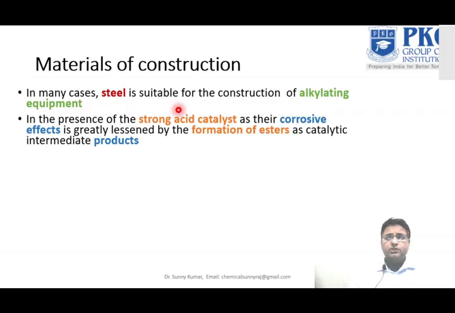And in the presence of strong acid catalysts, the corrosive effect is greatly lessened by the formation of esters as catalytic intermediate products. So you are seeing this example: in the presence of strong acid, this material is very stable, and the corrosive effect does not affect it. The esters formed as catalytic intermediate products are also corrosive in nature. So these materials are very important for production during these reactions.